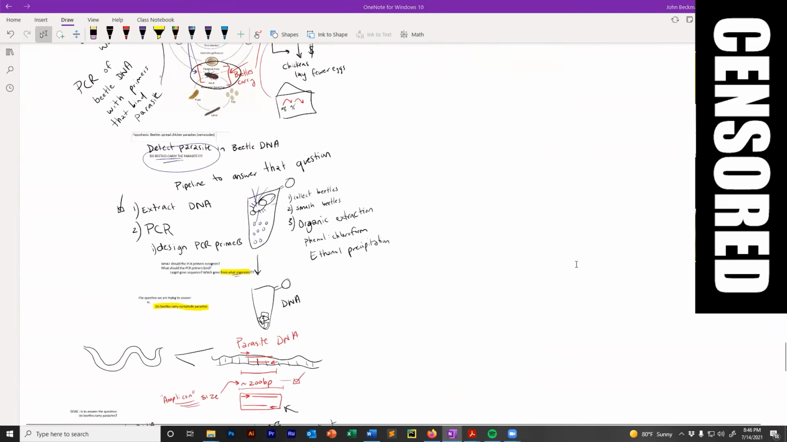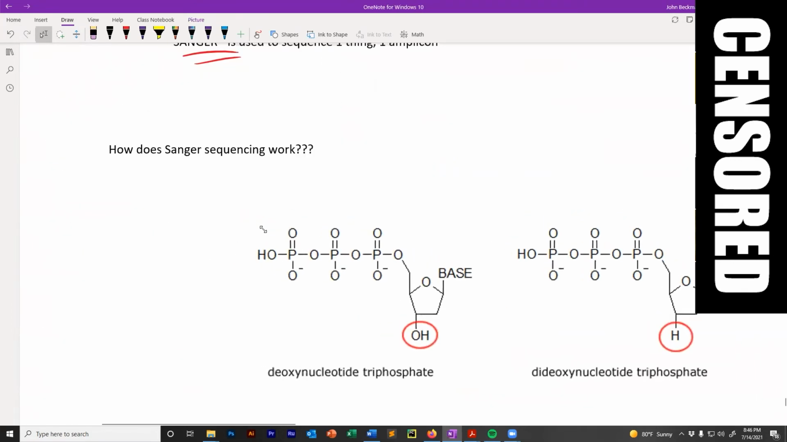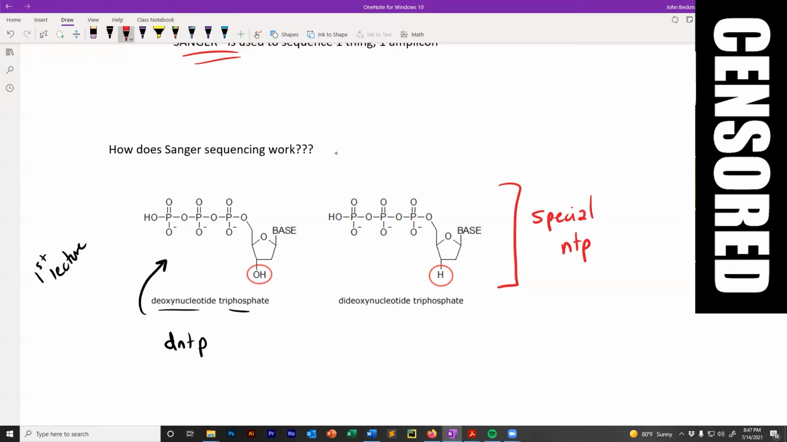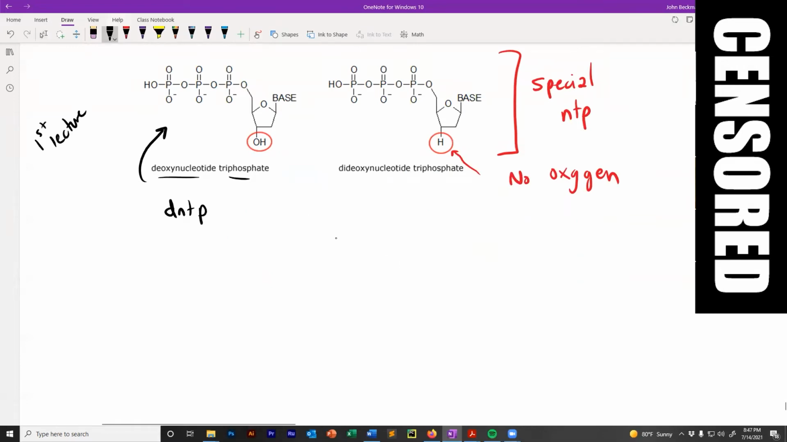Let me zoom out and get this. So this here is a deoxynucleotide triphosphate, a dNTP. We discussed this in the first lecture. This is a special NTP. It's different because at this position, there is only a hydrogen. So there's no oxygen. This one is called a dideoxy, a ddNTP, dideoxynucleotide triphosphate.